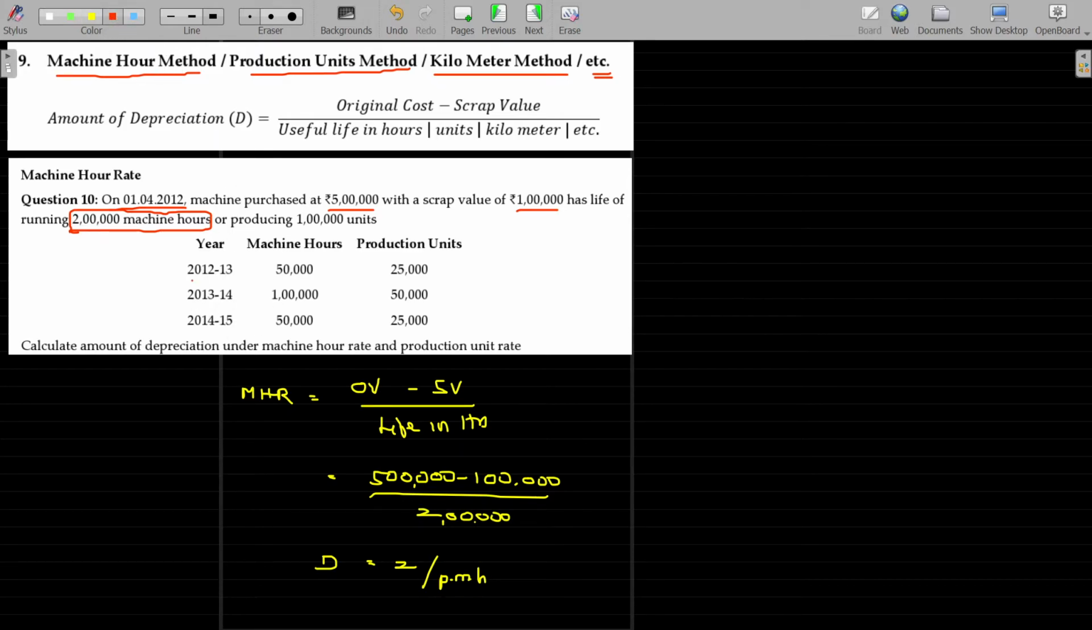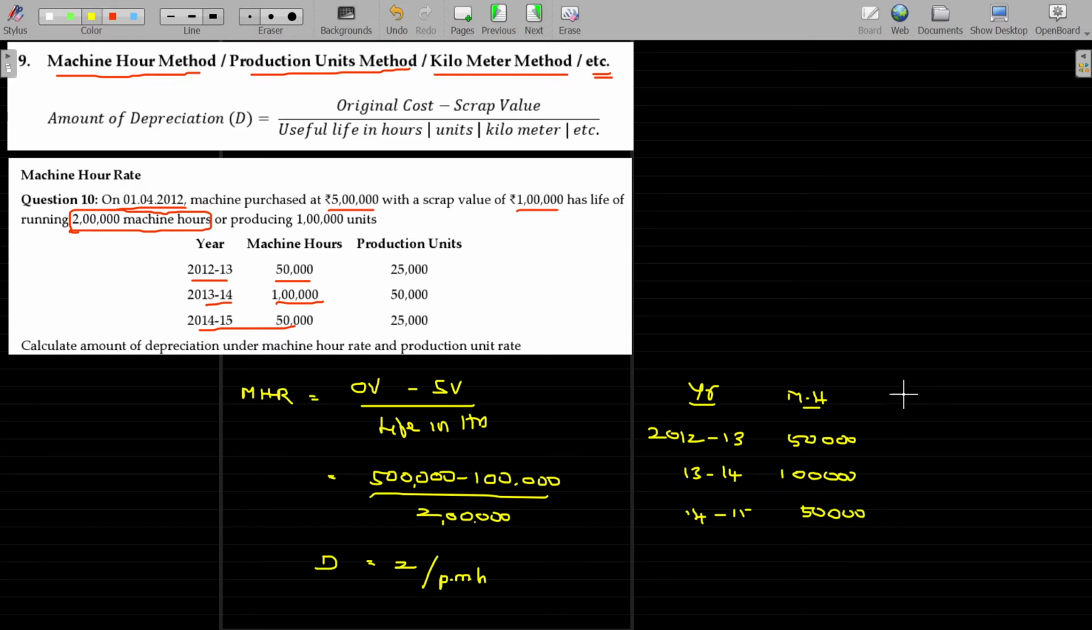Now, in 12-13, 50,000 machine hours used. In 13-14, 1 lakh machine hours used. In 14-15, 50,000 machine hours used. Year and machine hours used: in the very first year, 2012-13, 50,000; 13-14, 1 lakh; 14-15, 50,000. And depreciation.